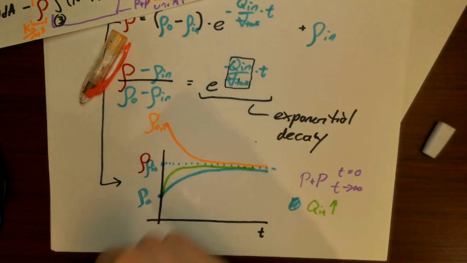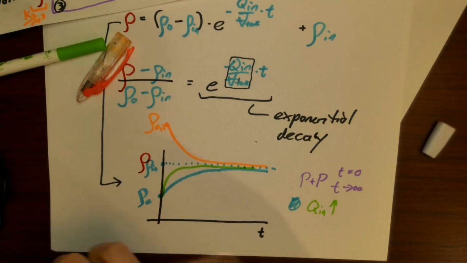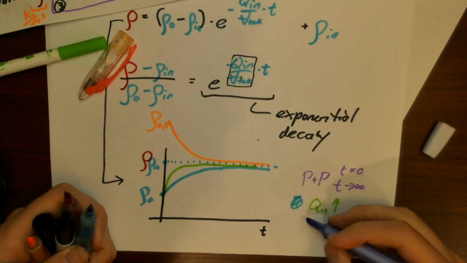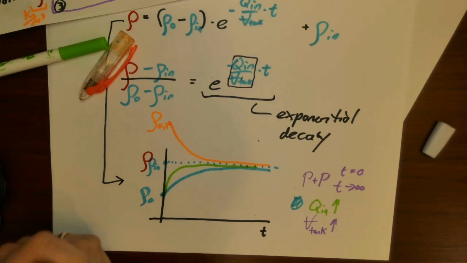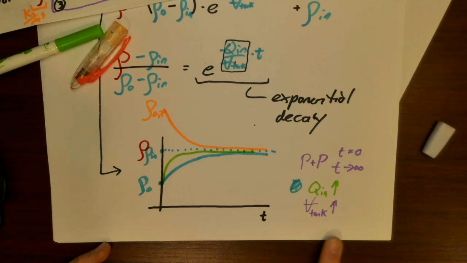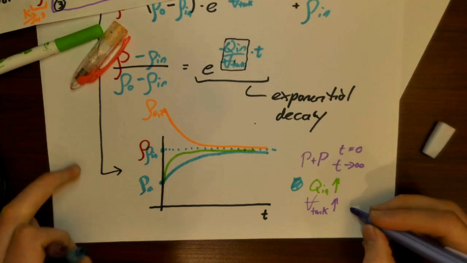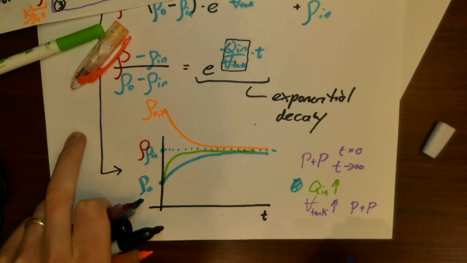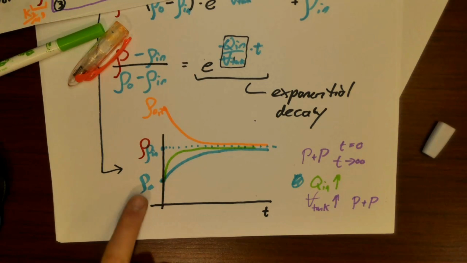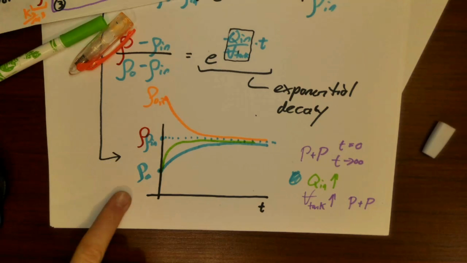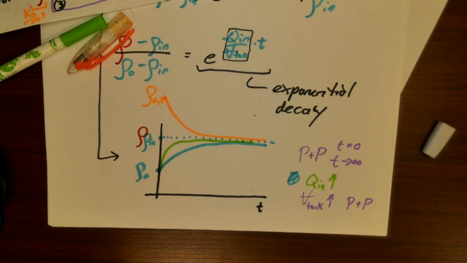Alternatively, let's say I took V tank, and increased it. What effect would that have on the curve? So pause and ponder. Add to this sketch here a sketch of what this curve would look like. Let's say I had this rho naught and this rho in. What would happen if I increase the volume of my tank?